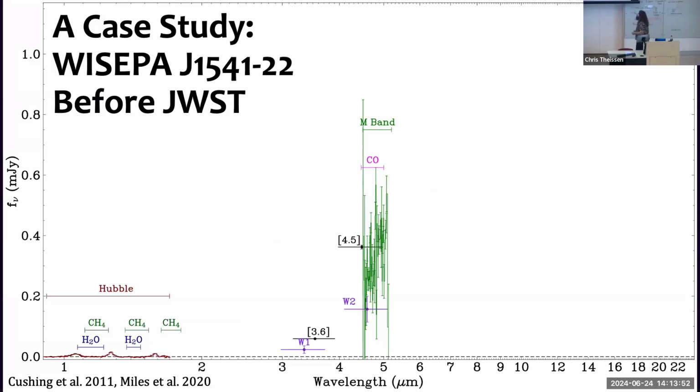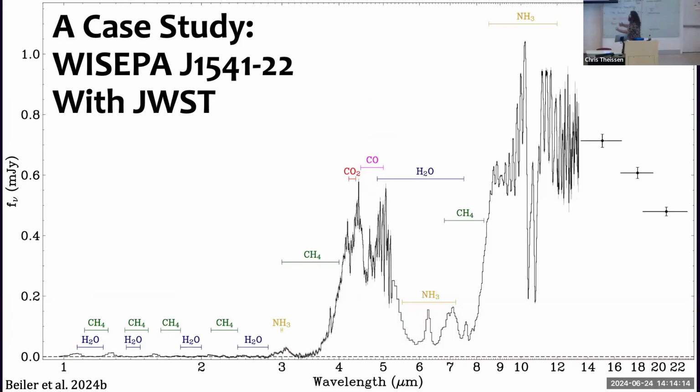This is WISE 1541 minus 22, and this is the data we had before James Webb. We had ground-based or Hubble-based near-infrared data, the WISE and Spitzer photometric points, and then some of our objects had M-band data taken from the ground, and some of our early Ts also had Spitzer IRS data out to 12 microns. But that's what we had before James Webb, and now this is what we have with James Webb.